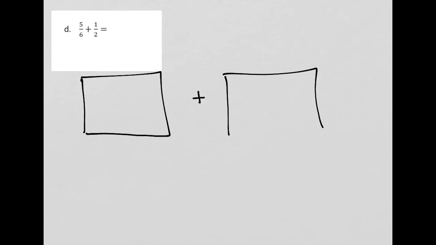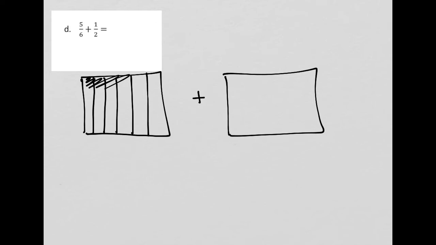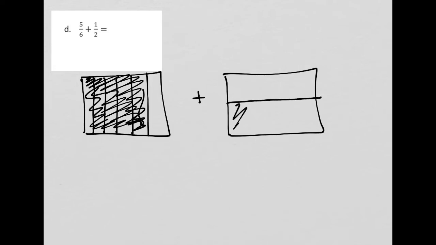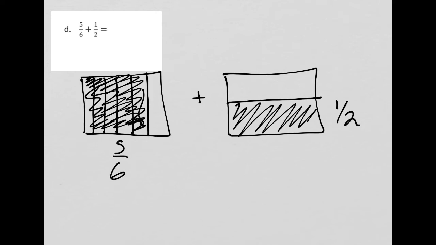Okay, 5/6 plus 1/2. Do 5/6. 1, 2, 3, 4, 5, and shade in 5 of them. And then we'll do 1/2. And always make sure you're labeling your pieces so we don't get confused with our shadings, because sometimes our drawings can get messy and it's really our numbers that we have to keep really organized.